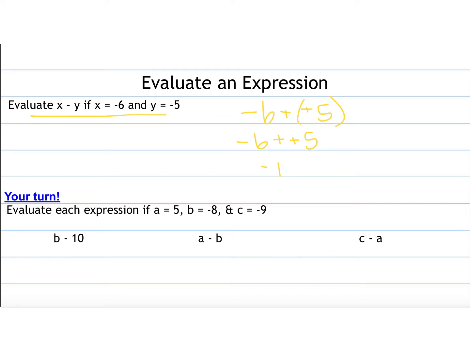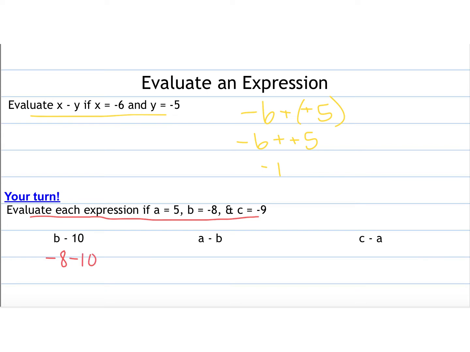Plug the numbers in for the variables. Make sure you have this written down. Evaluate each expression if a equals 5, b equals negative 8, and c equals negative 9. So let's see here. We have b minus 10. Well, b equals negative 8. So negative 8 minus 10.